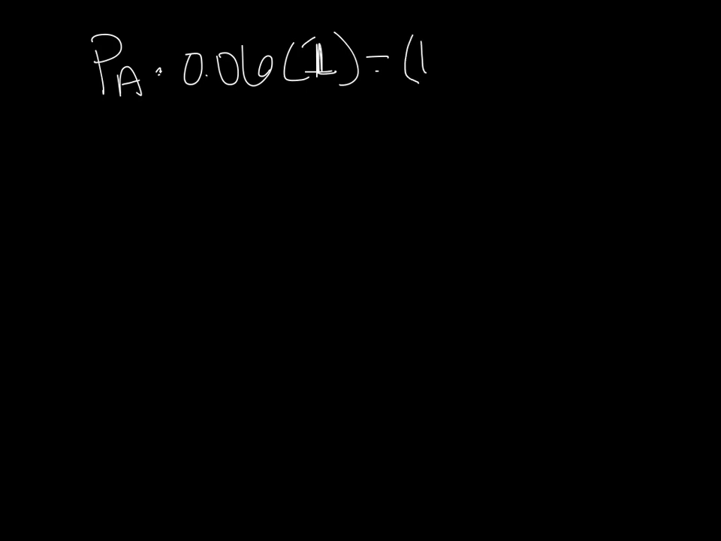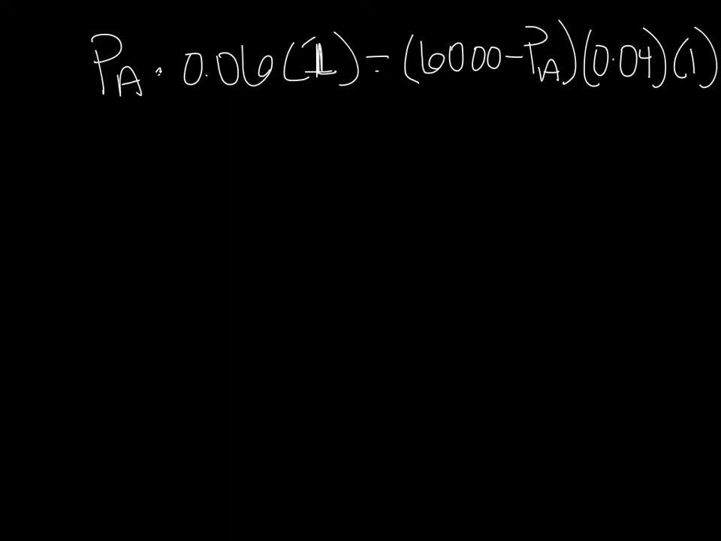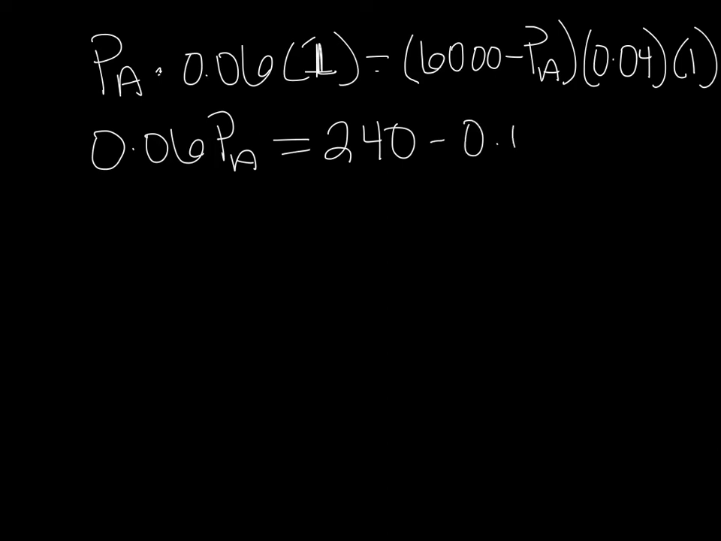So I'm going to say 6,000 minus PA times 0.04 times 1. Okay. And then we simply go ahead and we multiply this out. Okay, so on the left-hand side, I am left with 0.06 times PA. Okay. All of that is going to be equal to 240 minus 0.04A.